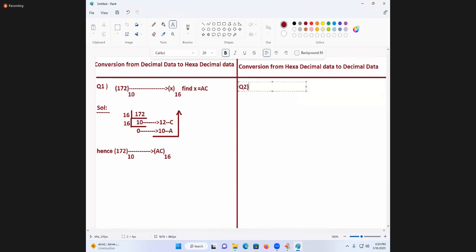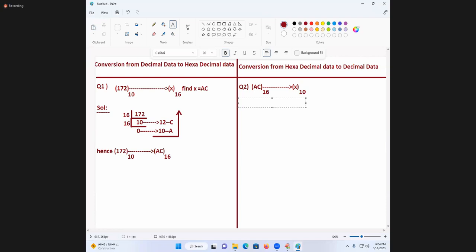Now take question number 2, the opposite. AC needs to be converted into some number, X. Here AC is base 16, and we want to convert it into base 10. So how do we go about it?